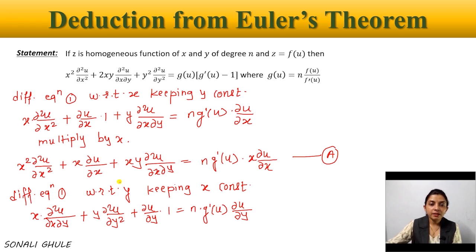But if you see in our proof, this double derivative of u with respect to y is multiplied by y square, and here it is multiplied by only y. So we have to multiply this equation by y. So multiply by y.